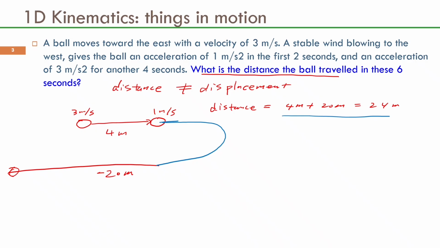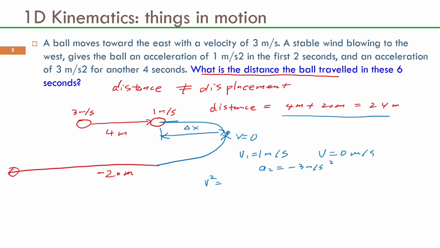So how are we going to calculate this blue distance? We know whenever the ball turns, its velocity becomes 0. In other words, the velocity is 0 here. So then we can find out this displacement right here, delta x. So how to find out this displacement? We know the velocity here is 1 meter per second. And we know the velocity here is 0 meter per second. And we know the acceleration from here to here is minus 3 meter per second squared. So we can use this kinematic equation.